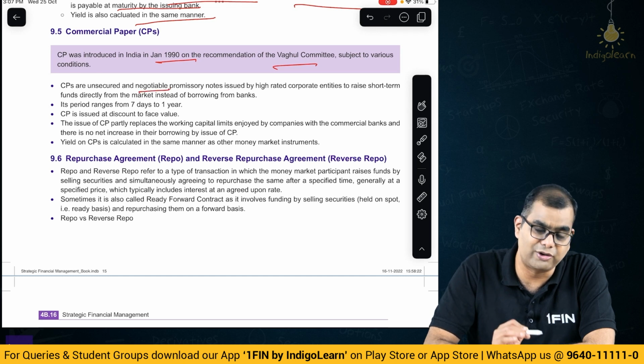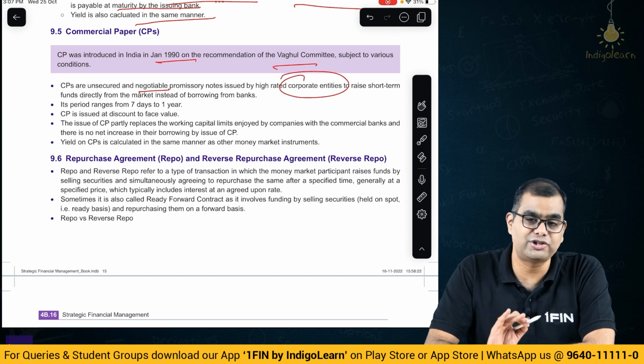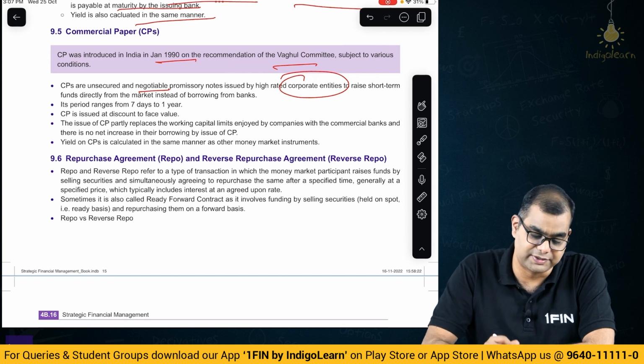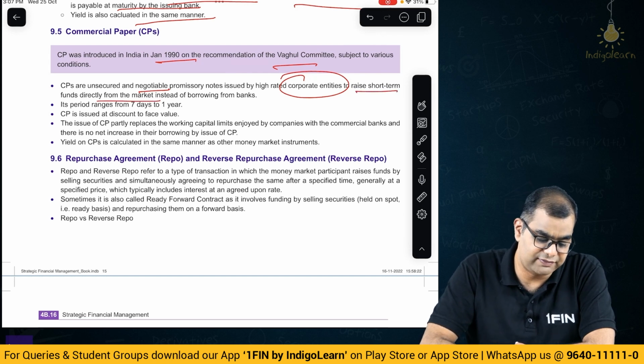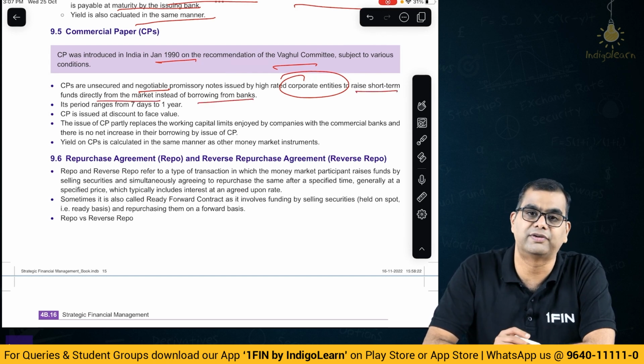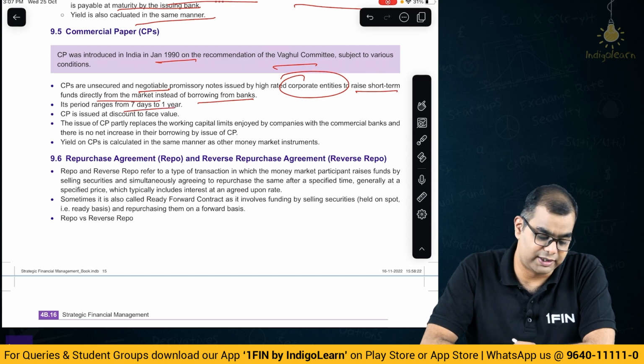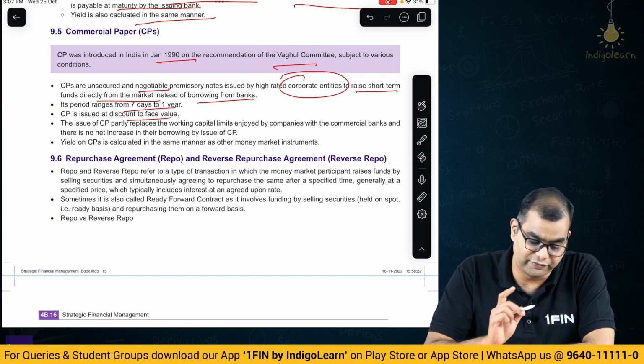They are unsecured and negotiable promissory notes issued by corporate entities. So they are not issued by banks, they are issued by companies to raise short-term funds directly from the market instead of borrowing money from the bank. Its period ranges from 7 days to 1 year. CPs are issued at discount to face value.